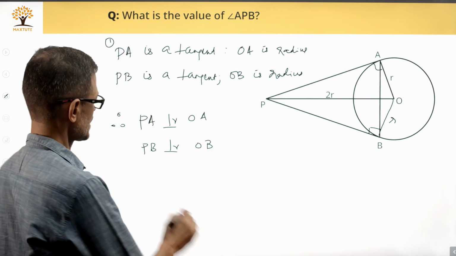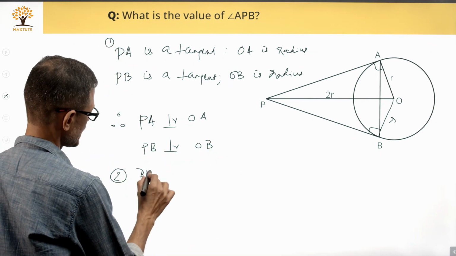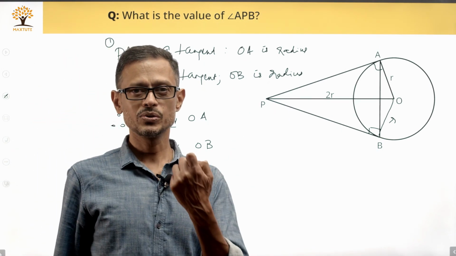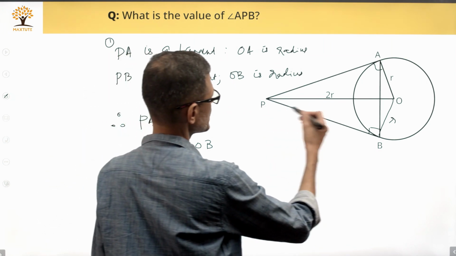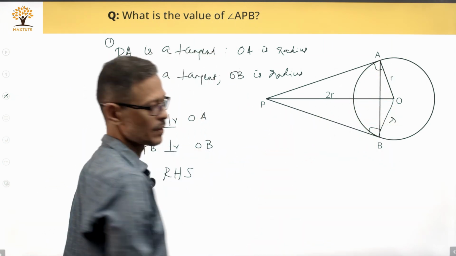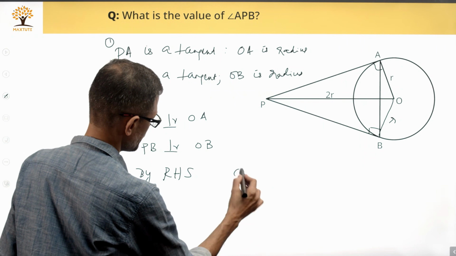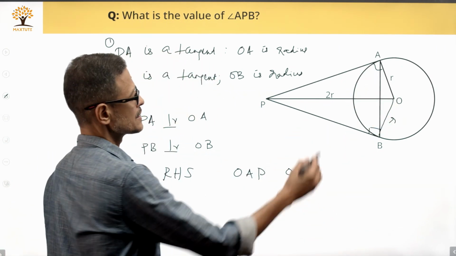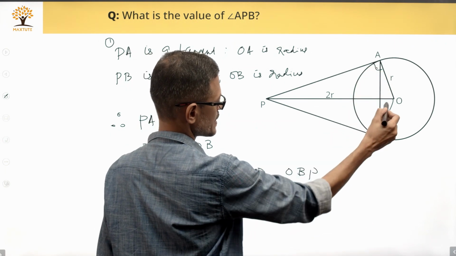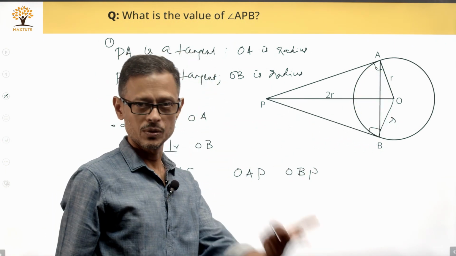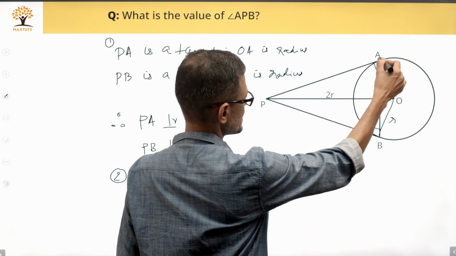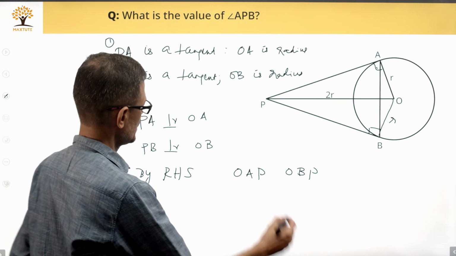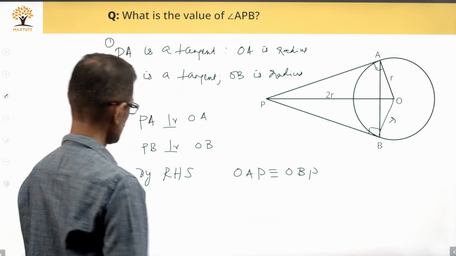The second thing we are going to establish is, by the RHS rule, right angle, hypotenuse and side. Look at it, we know the triangles OAP and OBP are both right angle triangles. The side opposite to the 90 degrees is the hypotenuse, which is OP, which is common to both. And one of the perpendicular sides is OA in one triangle and OB in another triangle, which measures R. So by RHS, we established that these two triangles are congruent triangles.